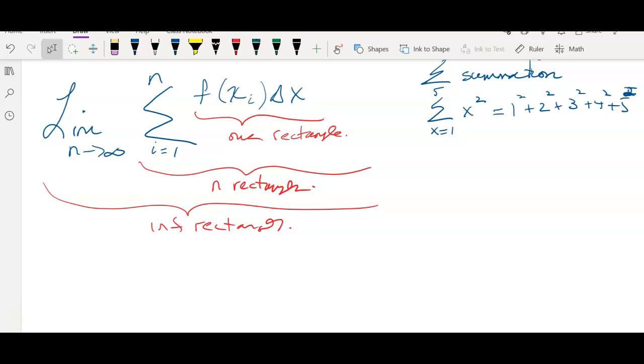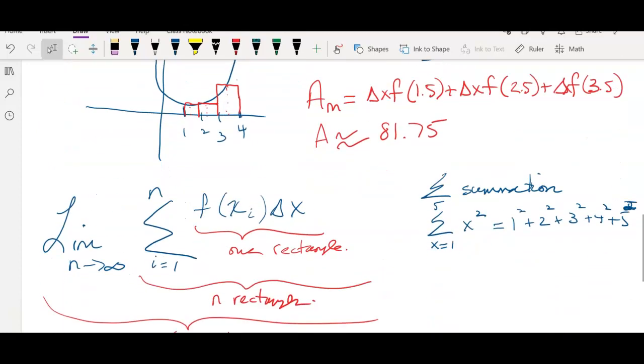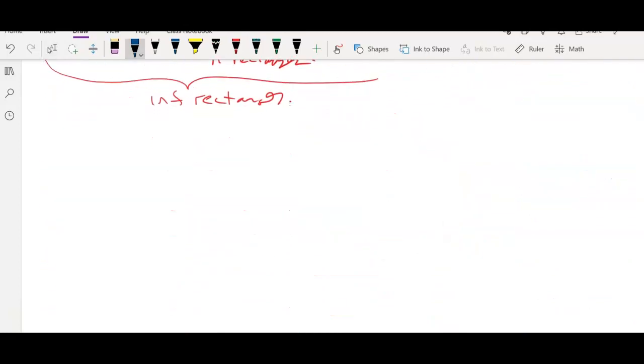All right, so I'm going to go back to that problem I gave you, which you already got an approximation of 81.75. We're going to get a better approximation. So here was the formula. The function. Notice I no longer gave you an n because we're taking n to infinity. That's the only difference. We still can get a delta x, though. Well, we can sort of get a delta x. We know delta x is b minus a over n.